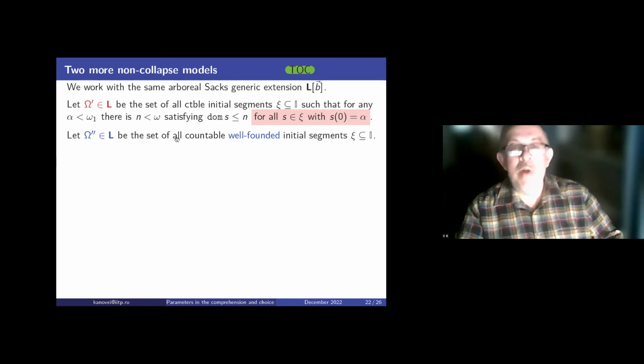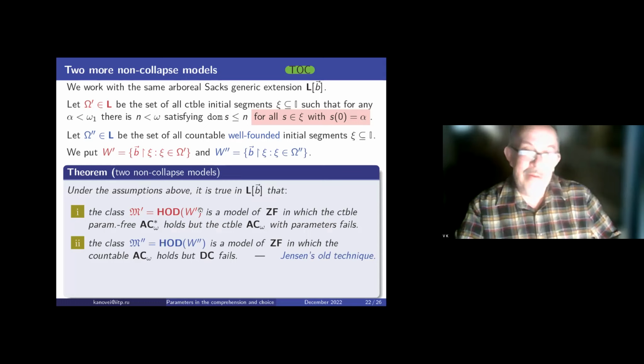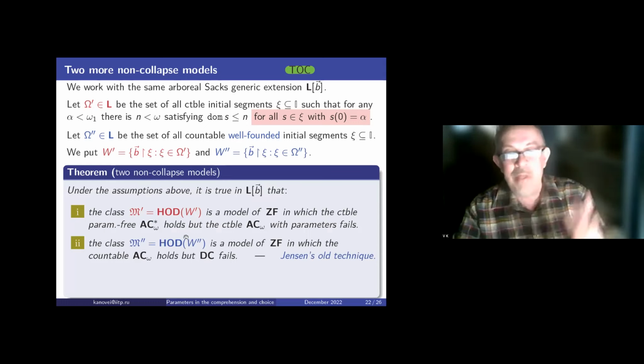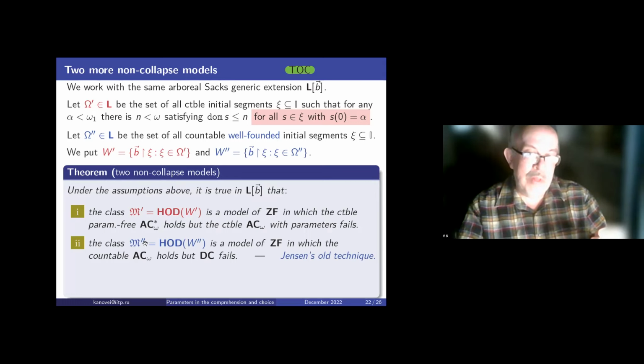And omega double prime is just the collection of all well-founded initial segments. And the corresponding models then exactly prove what we need. That is, in the prime case, we get a model of parameter-free choice, but not the full countable choice. And in the double prime model, countable choice holds, but dependent choice fails.